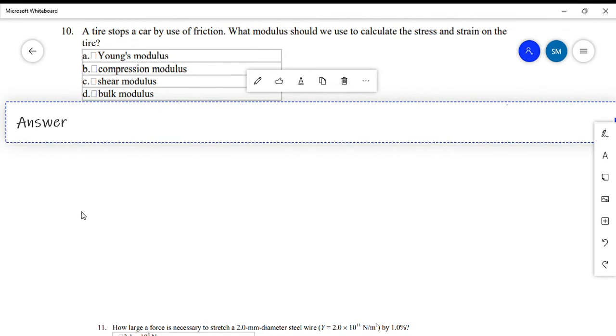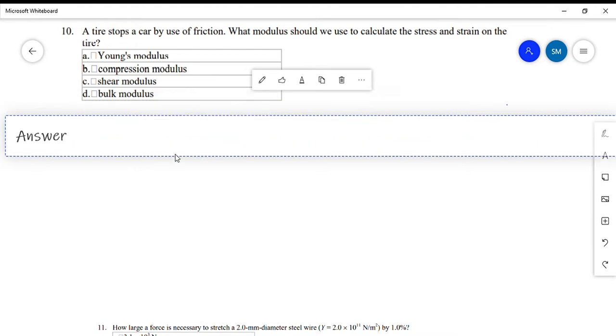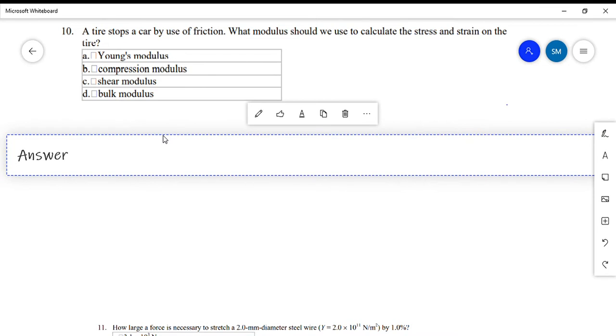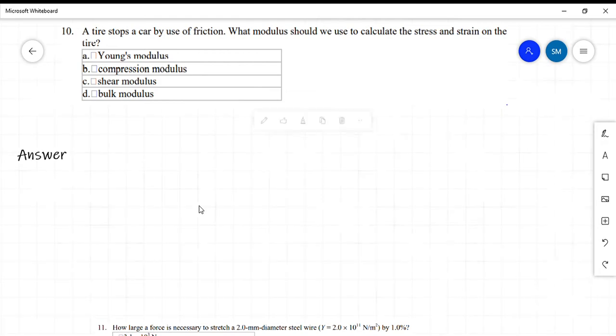A tire stops a car by using friction. What modulus should we use to calculate the stress or the strain of the tire? We will choose shear modulus. Shear modulus is used when you apply a force that is parallel to the solid. The force of friction is parallel to the car, so the answer is C, the shear modulus.